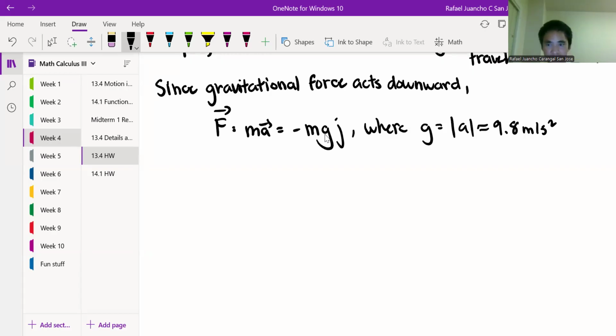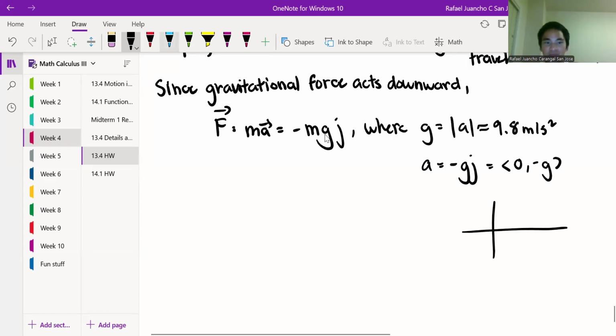Yeah, and we also say that our a vector is equal to negative g j. Or in other words, it's 0, negative g, because if we take a look, we're not moving in any x direction, but we're moving in some y direction downward. Something like that. That's our gravity.